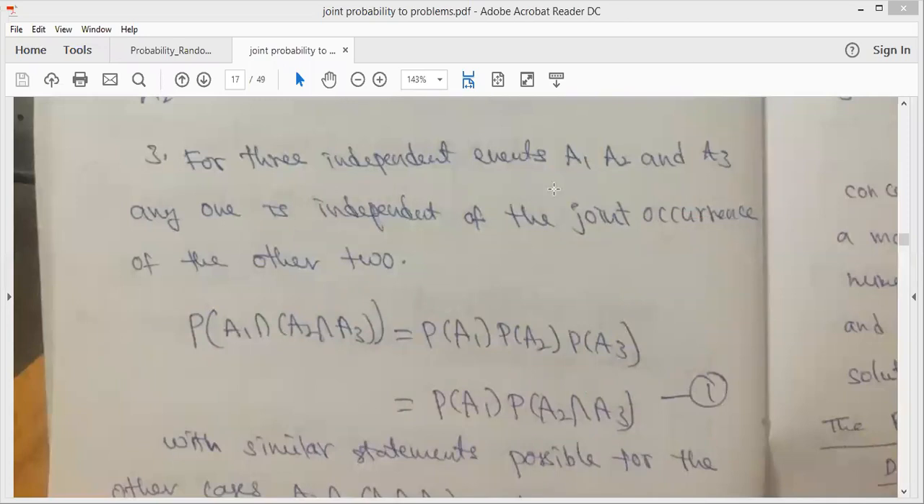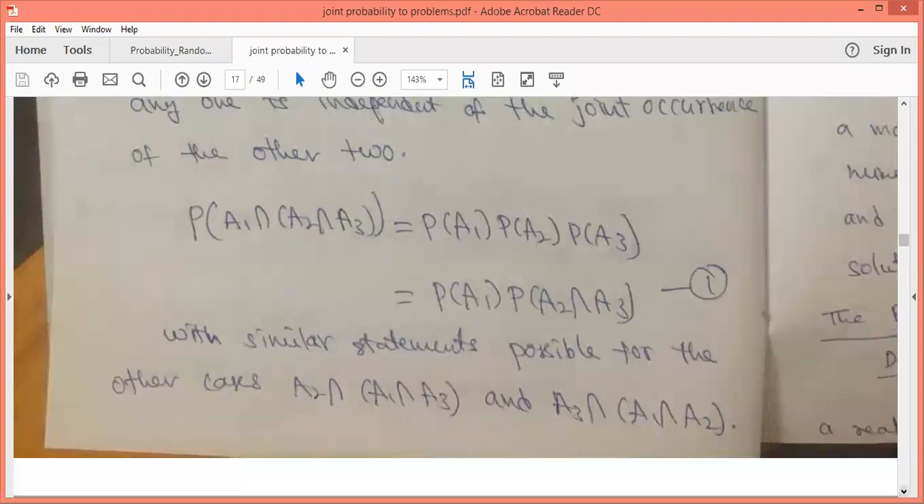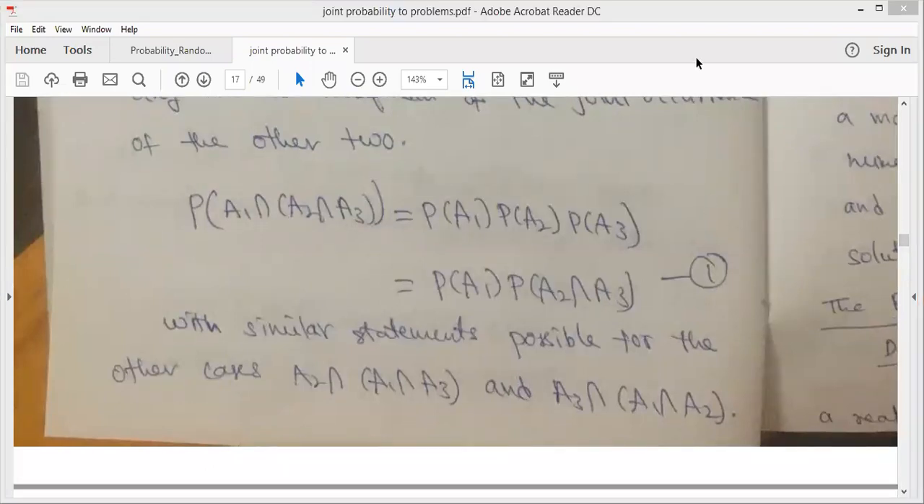This can be extended to the other events like A2 intersection A1 intersection A3, and A3 intersection A1 intersection A2 also. This will be true for the other combinations too, because this is the property of independence, so it will be satisfied.